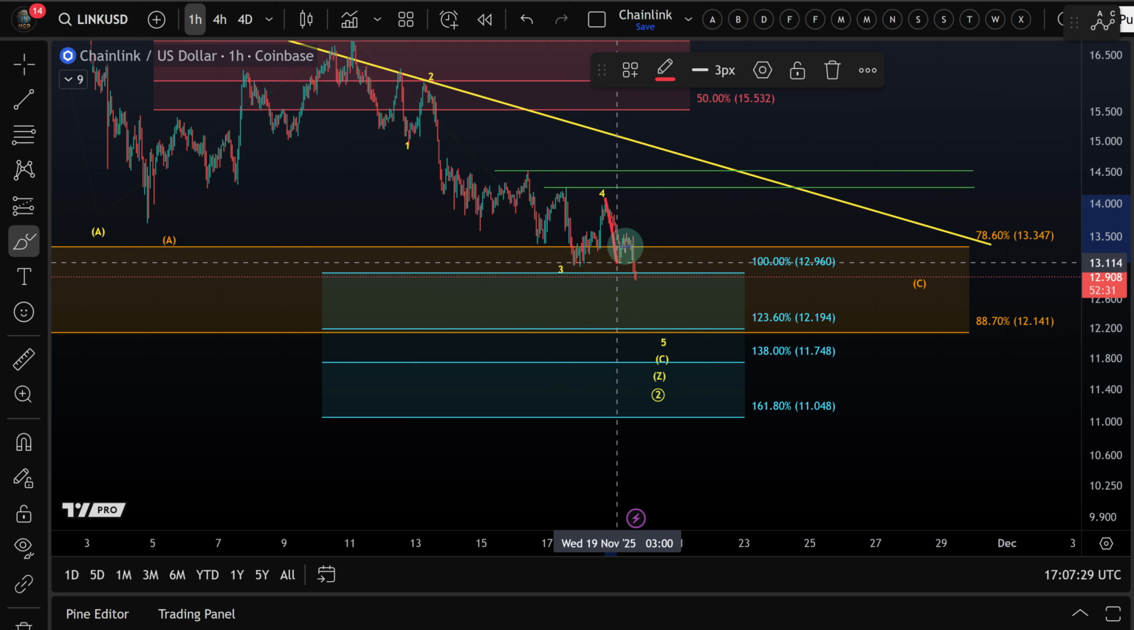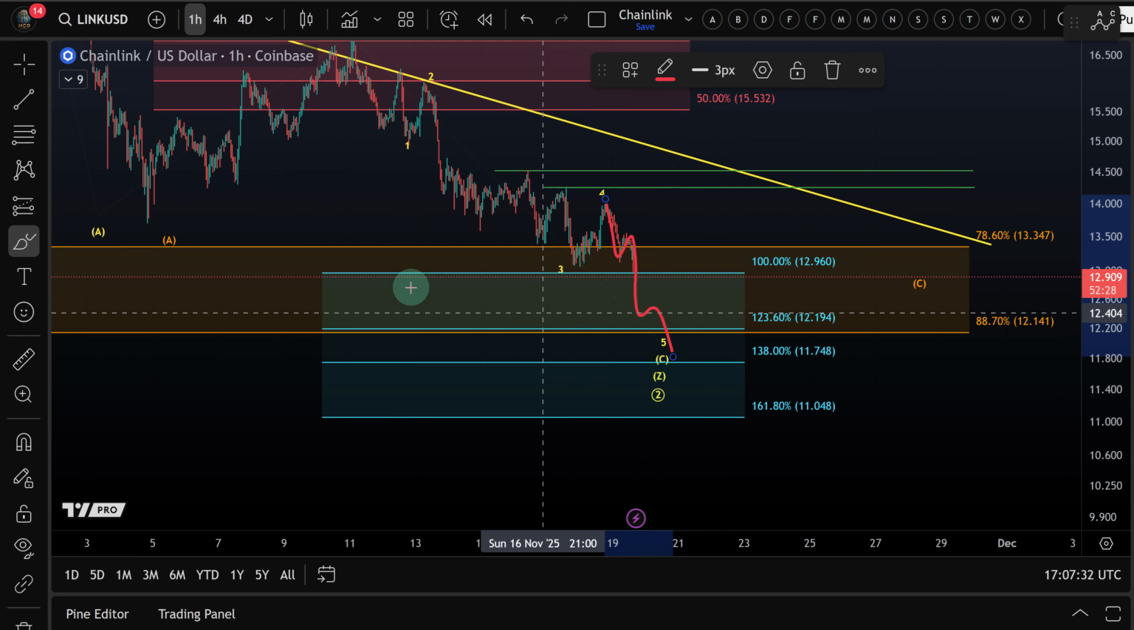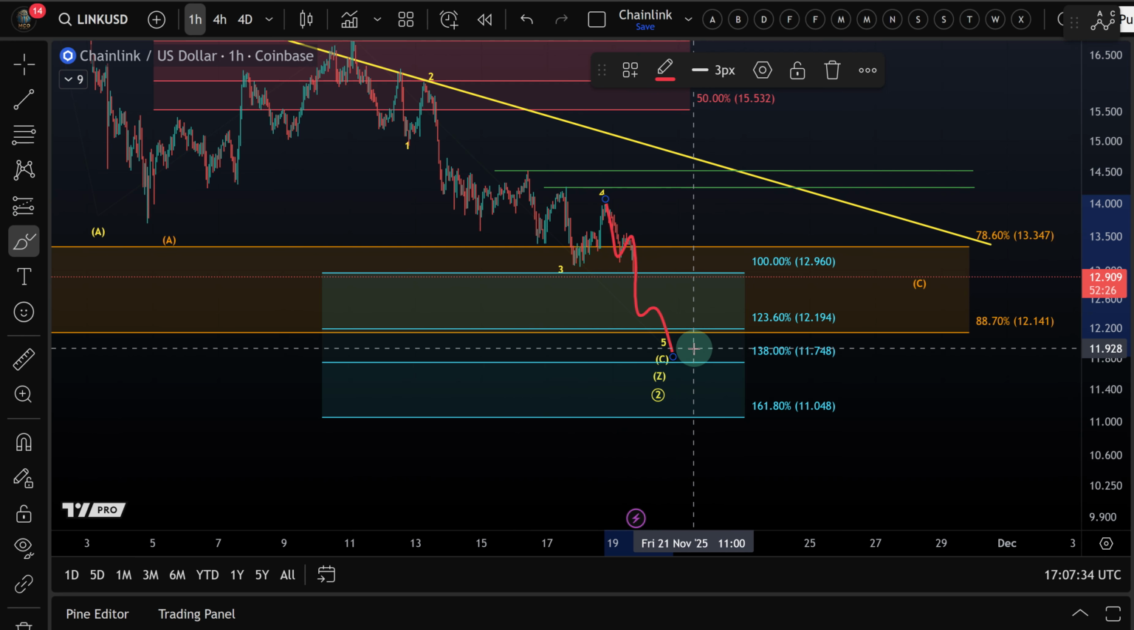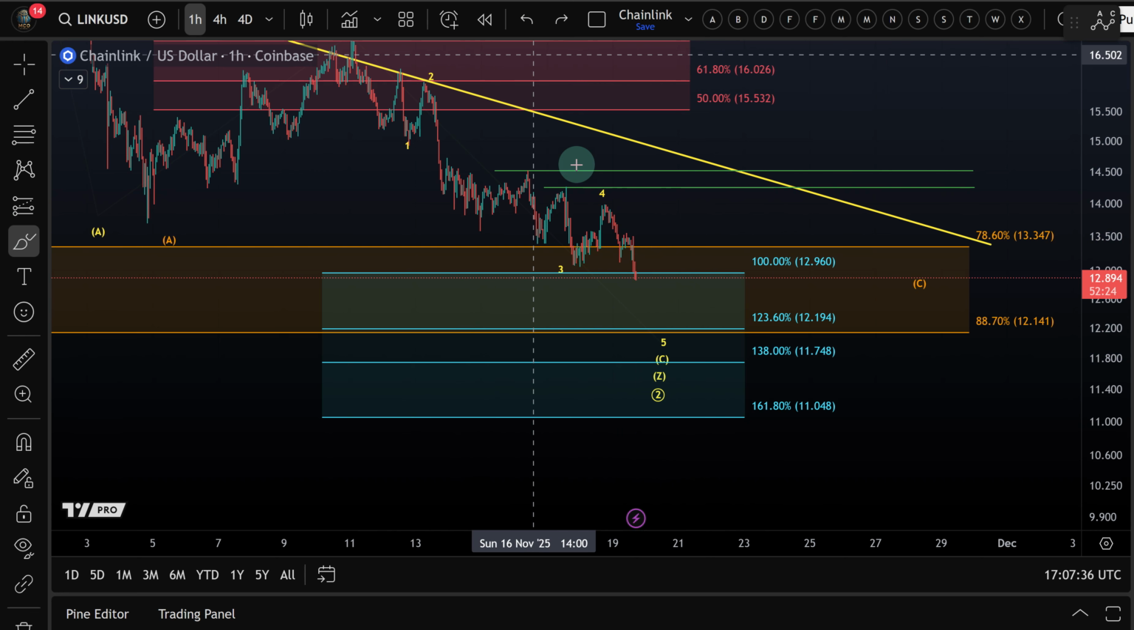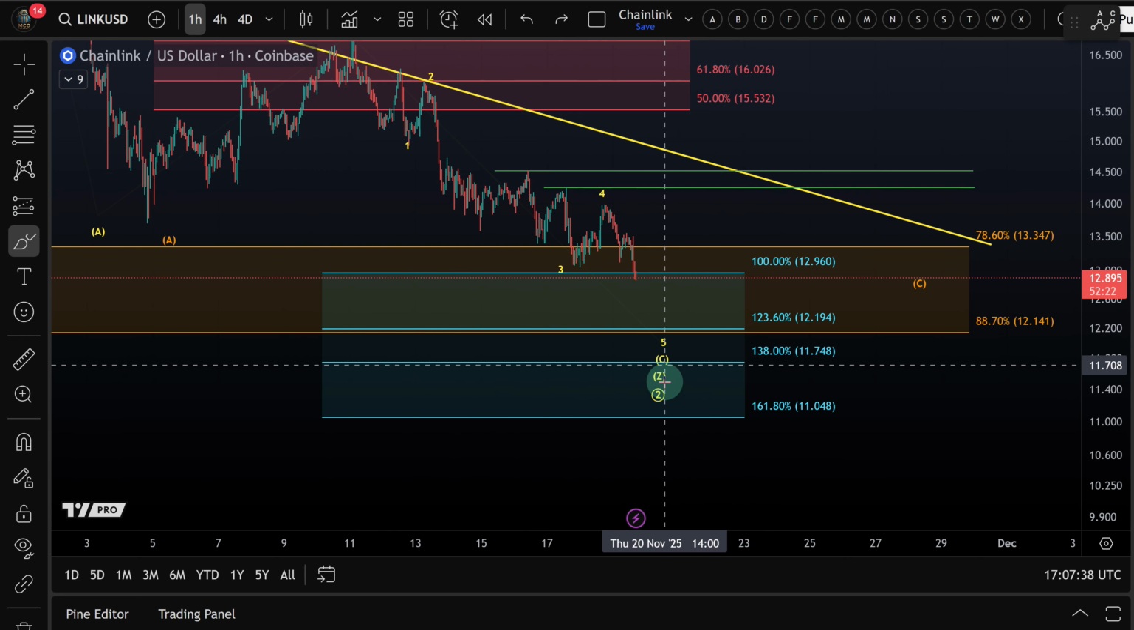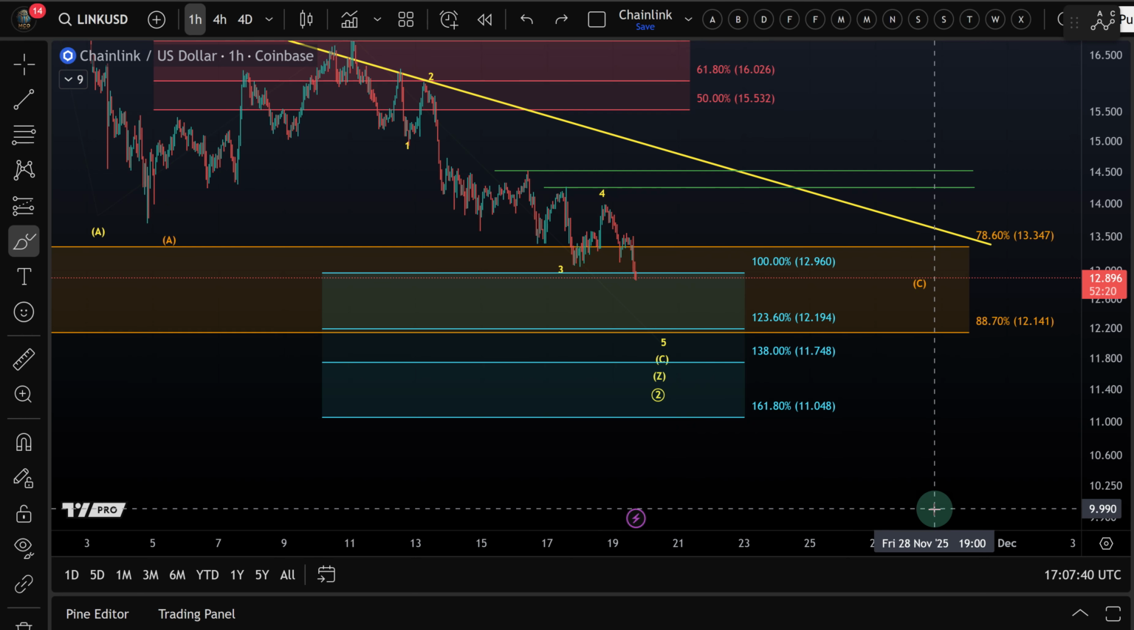So we've got a wave 1, a wave 2, a wave 3, 4, 5. This is how it could unfold. I've just run out of wave degrees, so I can't really add more micro structures here, but it shows you what's expected. So that's the update on Link.